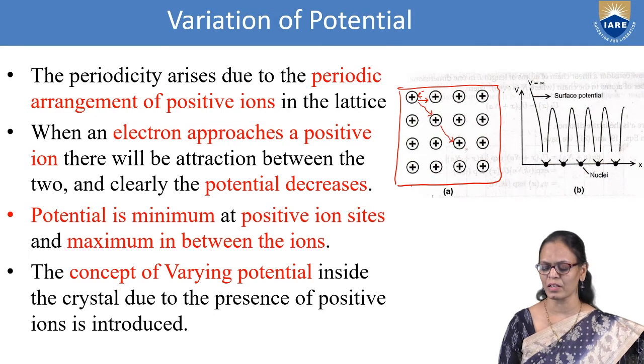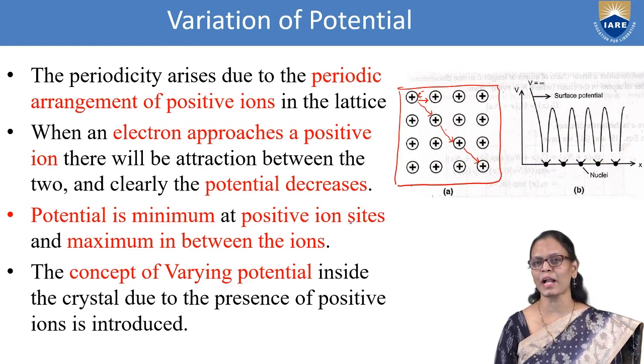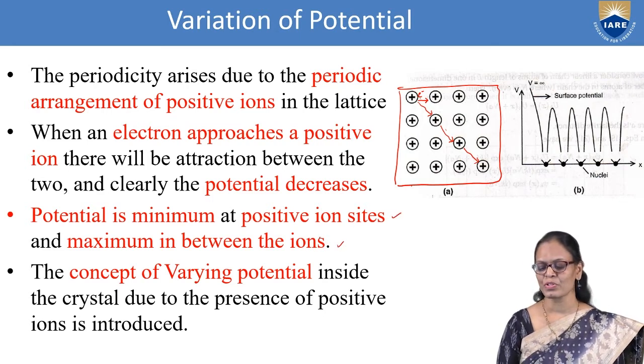Again if it comes here, it decreases. But what is it in between two ions, where there is a minimum attraction between the positive ions and the electrons? So the potential is minimum at the positive ion sites, but it is maximum in between two ions. When we take the positive ion sites, the potential is minimum. But between any two positive ions, in the direction the electron is moving, the potential is maximum.